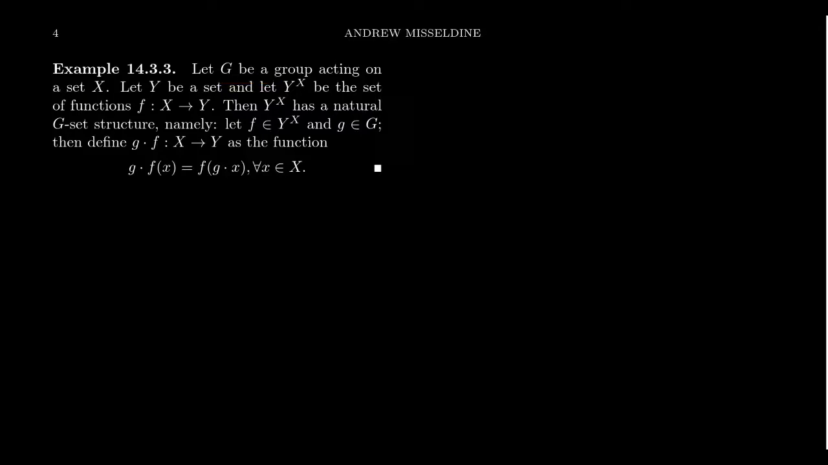Then if you take any other set Y, it might have nothing to do with X, you can form the set of functions, which is commonly denoted as Y to the X. So Y to the X will be the set of all functions of the form f that takes as its domain X and as its codomain Y. The set of functions Y to the X is itself a G-set in a natural way. The set of functions inherits the G-set structure from X.